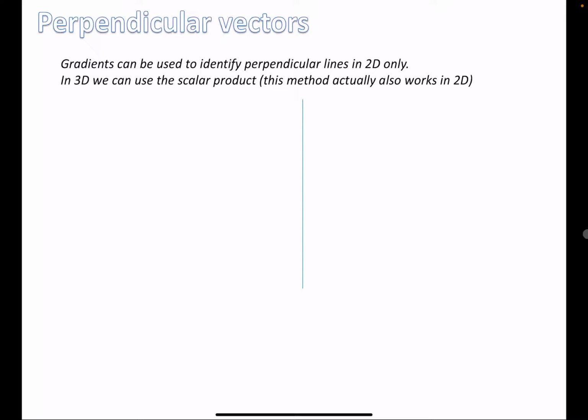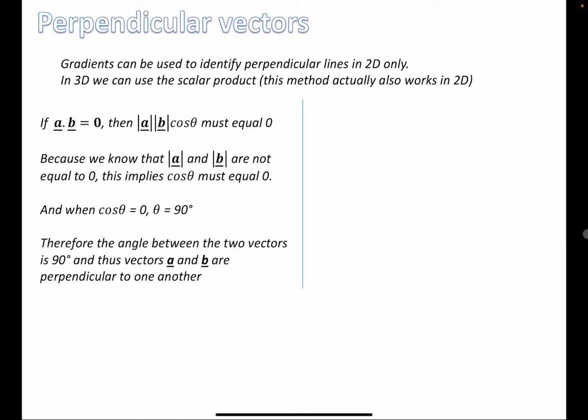So gradients can be used to identify perpendicular lines in 2D only. In 3D, we have the scalar product to help us identify when vectors are perpendicular, okay? It works in 2D as well, but we're mainly going to see it when we're dealing with 3D. So you've got these two instances, and they are the converse of each other.